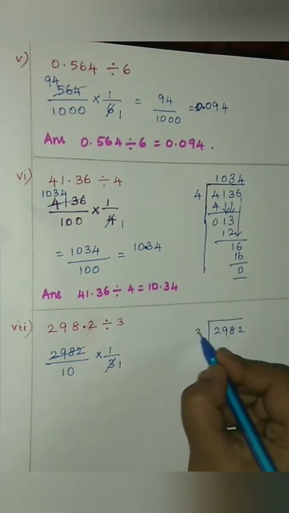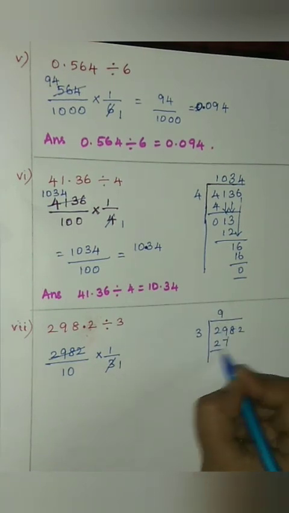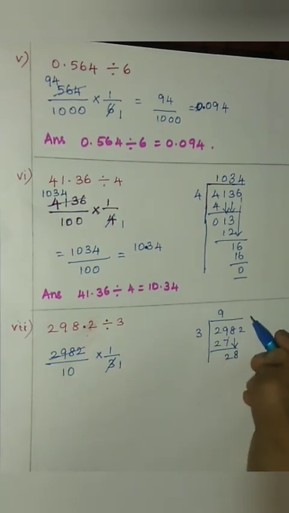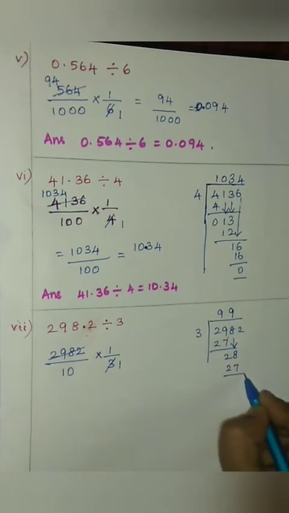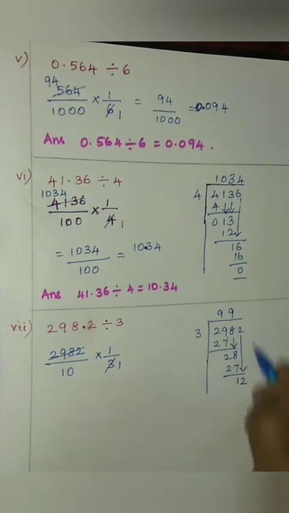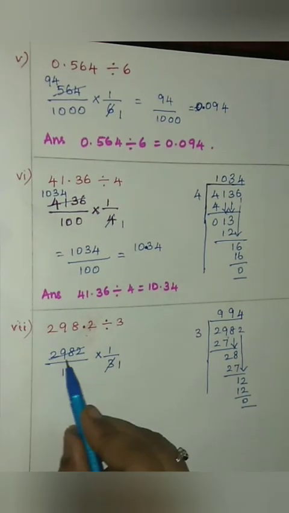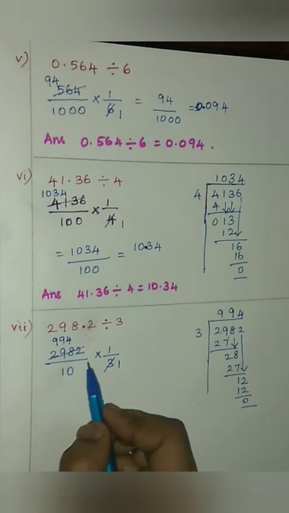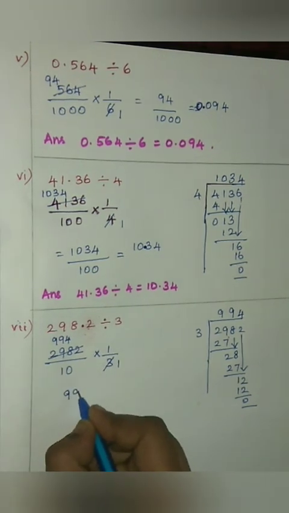So how many times does 3 go in 29? 9 times. 9 3s are 27. The remainder is 2. Bring the next digit down. Now the number is 28. So again it goes 9 times. 9 3s are 27. The remainder is 1. Bring the next digit down, 2. How many times does 3 go in 12? 4 times. So 3 goes 994 times in 2982. Now multiply and write 994 into 1, 994.